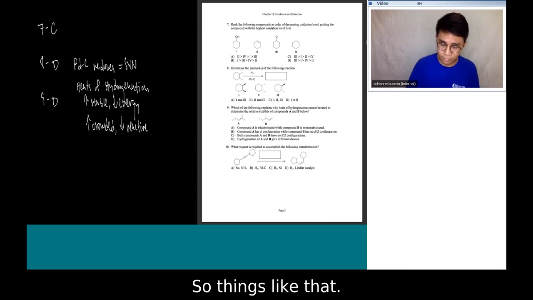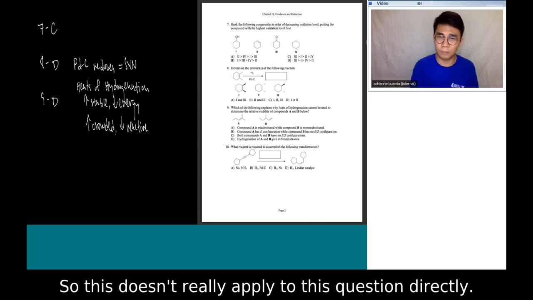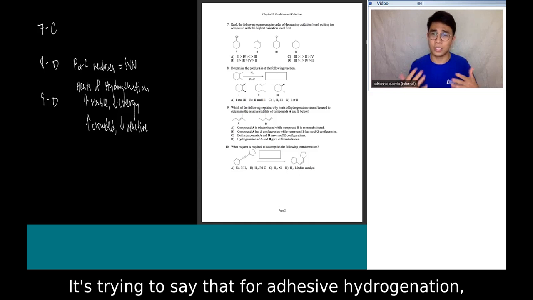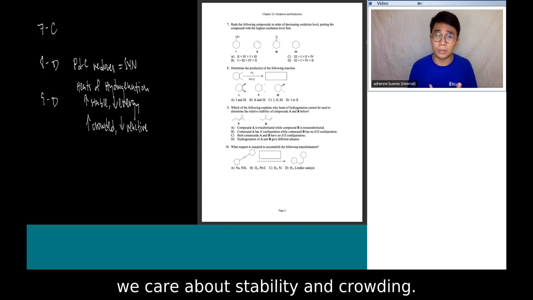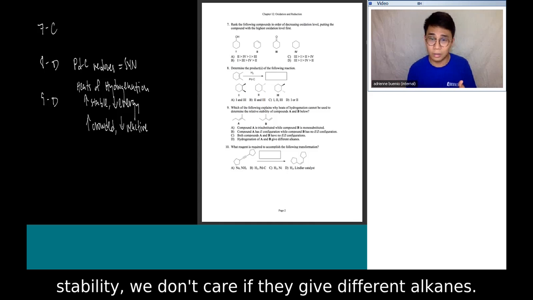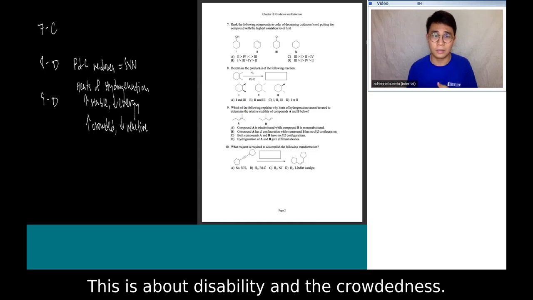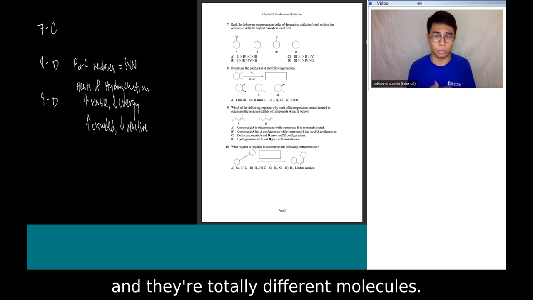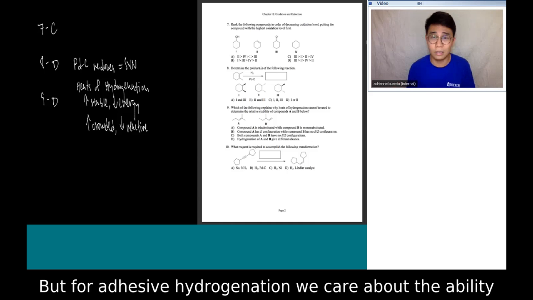So this doesn't really apply to this question directly, but indirectly, what is it trying to say? It's trying to say that for heats of hydrogenation, we care about stability and crowding, right? And for D, it cannot be used to determine the relative stability. We don't care if they give different alkanes, right? That's not what it's about. This is about the stability and the crowdedness, right? So we don't care if they give different alkanes because obviously they give different alkanes and they're totally different molecules, right? But for heats of hydrogenation, we care about stability and crowdedness.